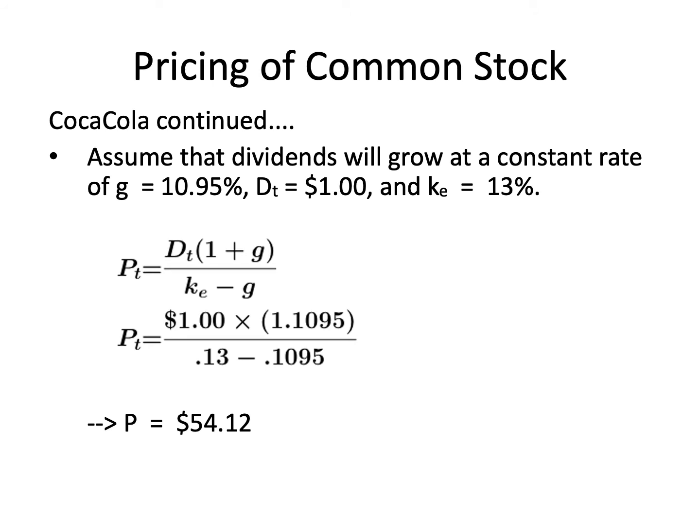Let's take a stock like Coca-Cola. Assume that dividends will grow at a constant rate g, say 10.95%. Dividend is $1. The rate of return expected, the discount rate, is 13%. And again, this is another question, what you use for the discount rate. But this would give you a price using the Gordon growth model of $54.